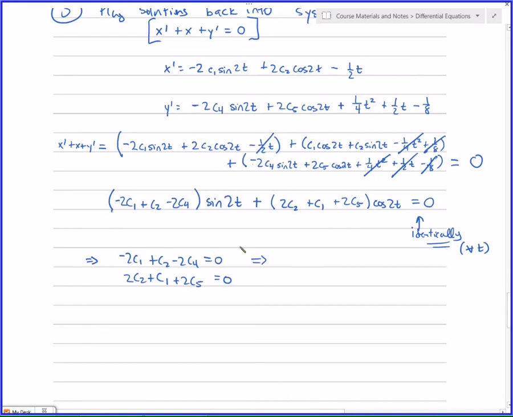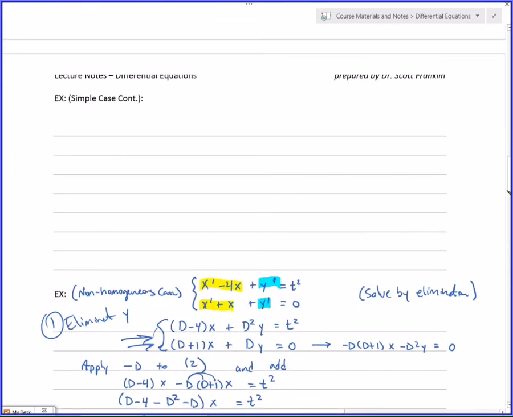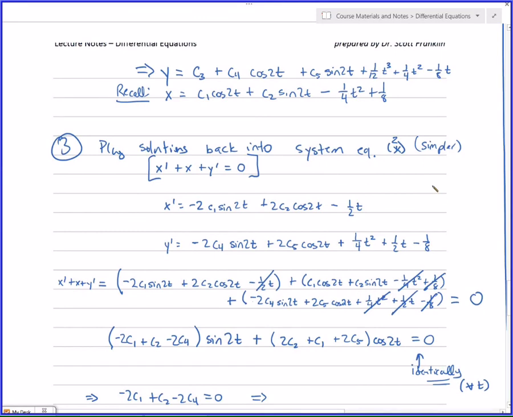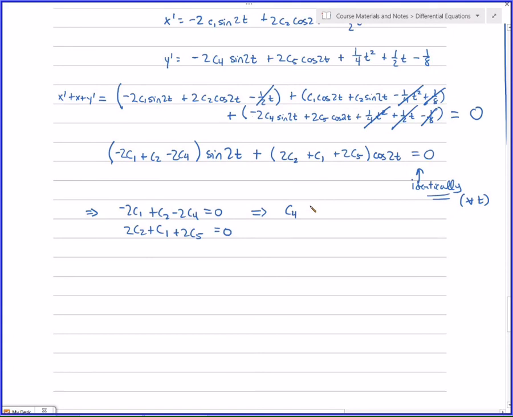Then I can go back up here in my solution and replace C4 and C5 with something that just has C1s and C2s in it. Same thing for C5. It's easier to do C1 and C2 though. You don't have fractions. Well, neater, cleaner, not easier. You have more steps that way.